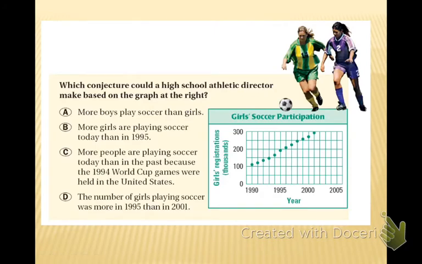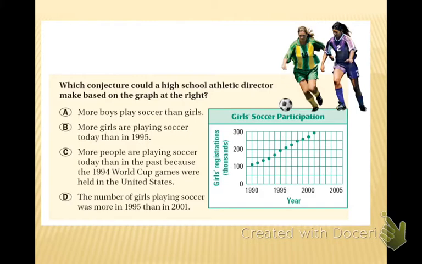Here's the data they give you this time, presented in a graph. So you're the athletic director, you make a conjecture based on the graph. Let's go through these. A, more boys play soccer than girls. Can we conclude that from the graph? No, it doesn't tell us anything about boys, so we can't conclude anything.